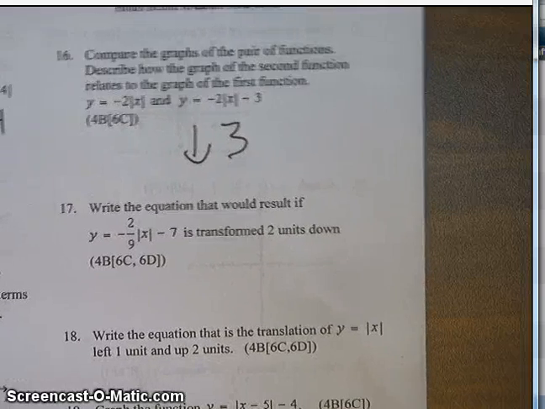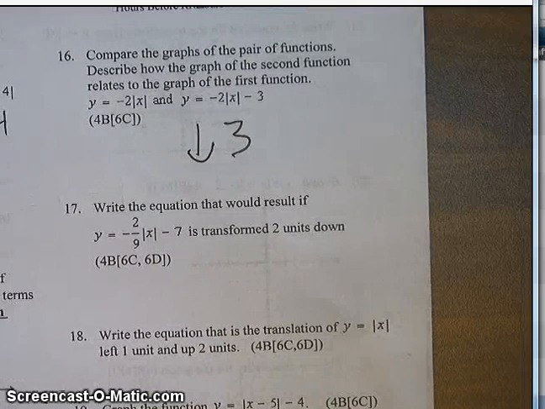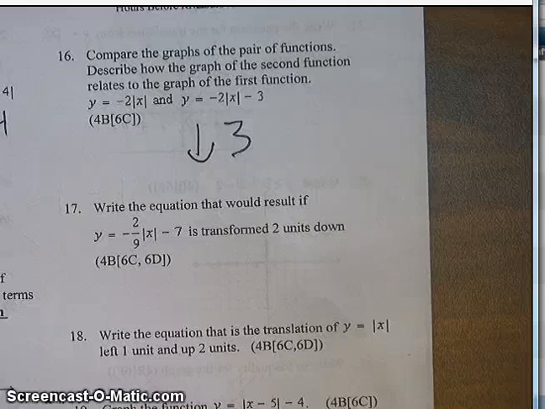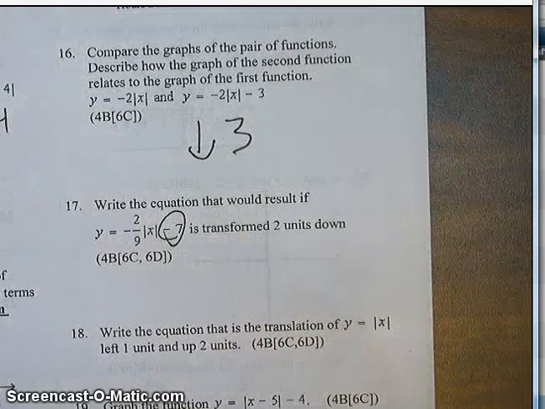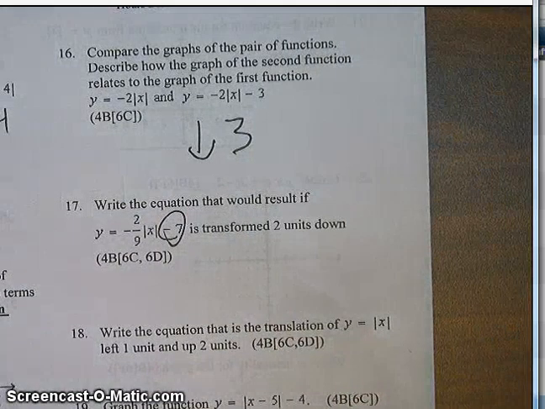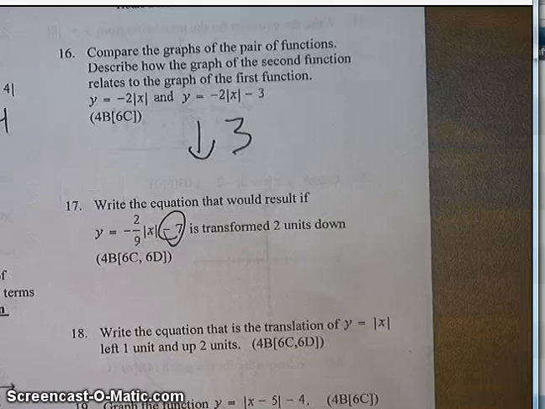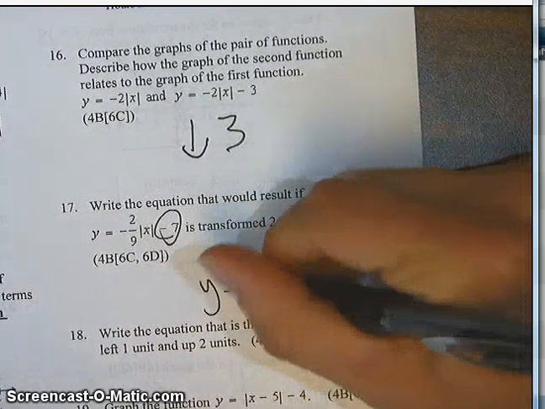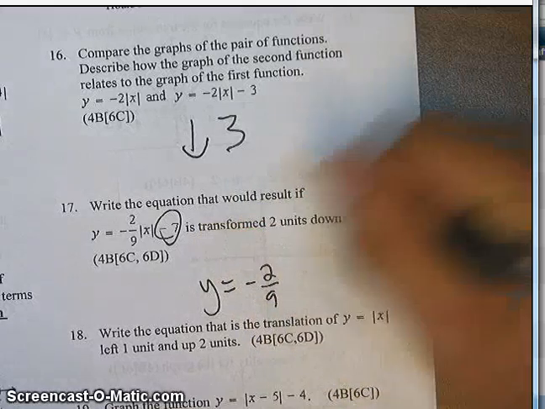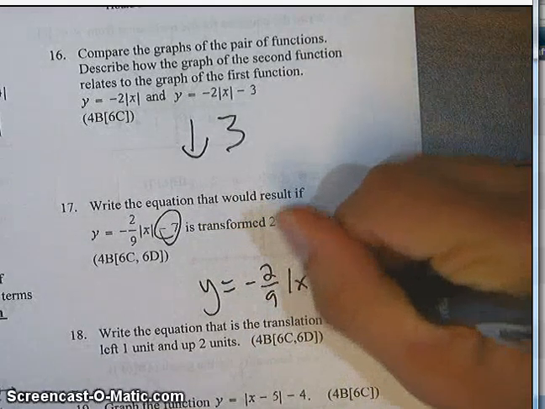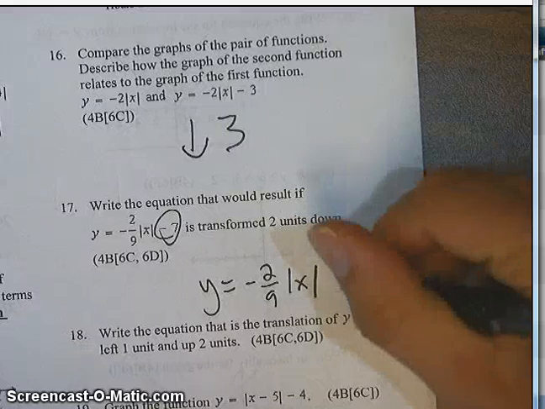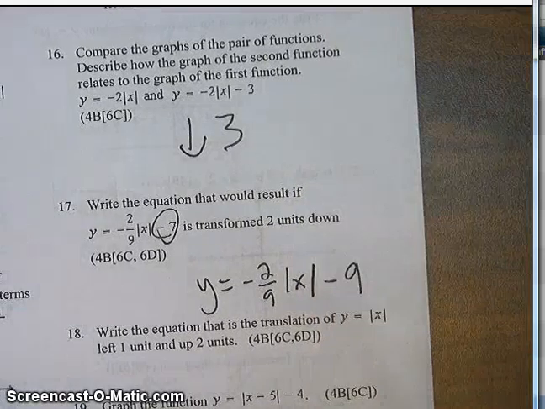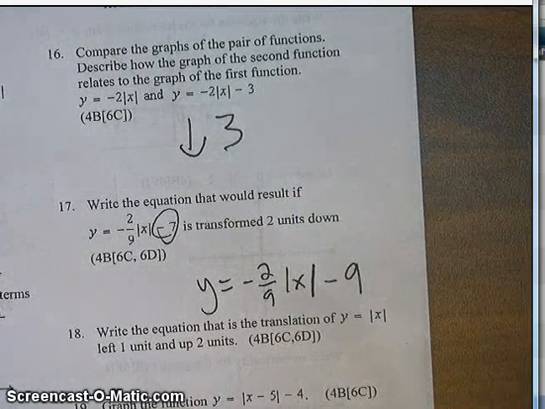17. Write the equation that would result if y equals negative 2/9 absolute value of x minus 7 is transformed 2 units down. So I'm going to take this part, the minus 7 part, and I want to transform it so that it's already going down 7, but I want it to go down 2 more. So I need to change that to y equals negative 2/9 absolute value of x, and then negative 7 minus 2 is just negative 9. That's how you push it down 2 more units.